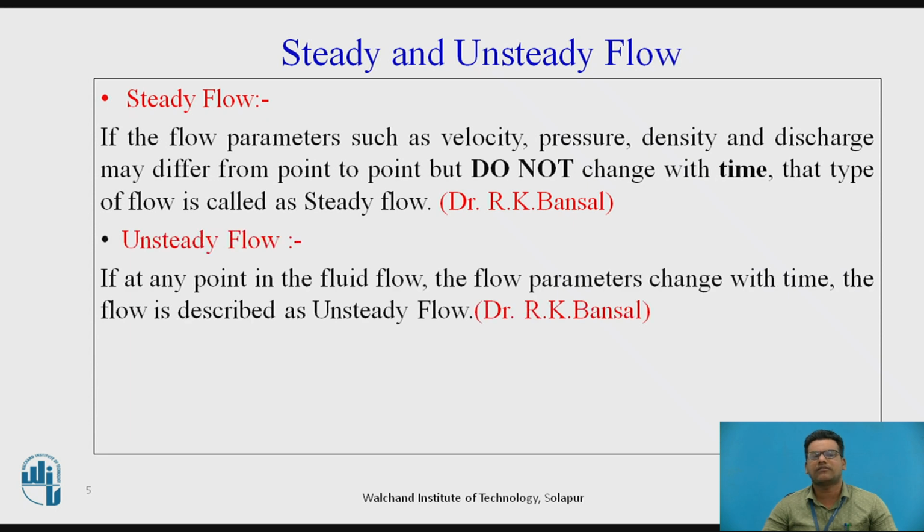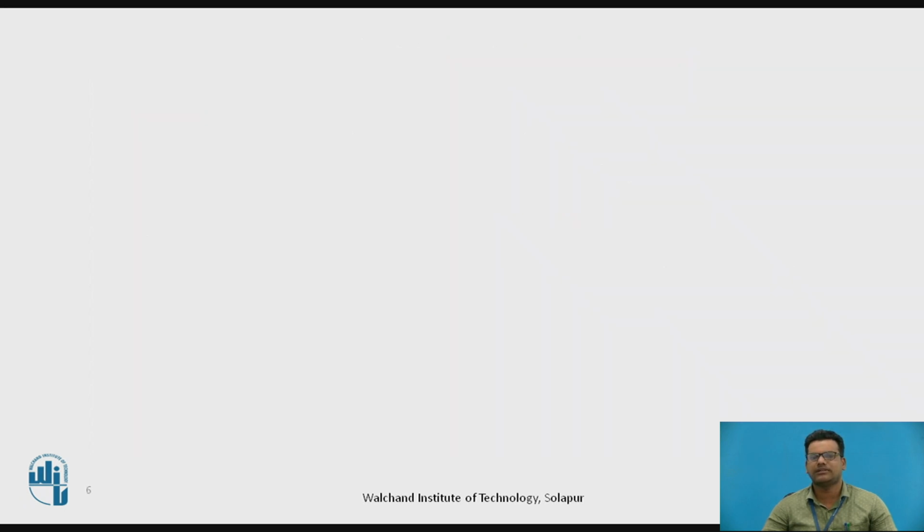And unsteady flow is defined as if at any point in the fluid flow the flow parameters change with the time, the flow is described as unsteady flow. Now I will explain these 2 types of flow with an example.